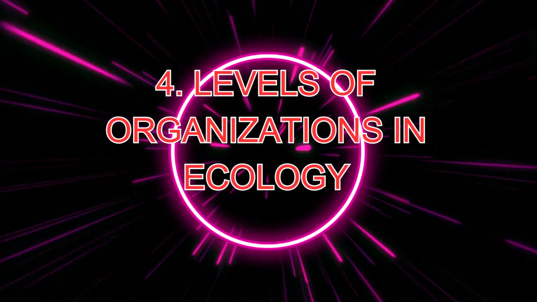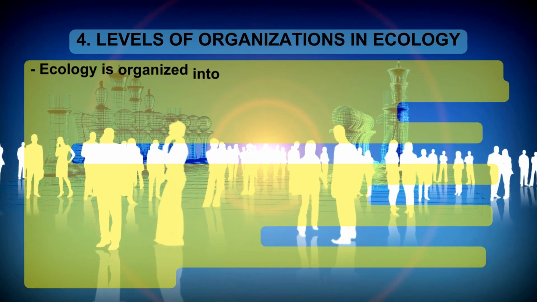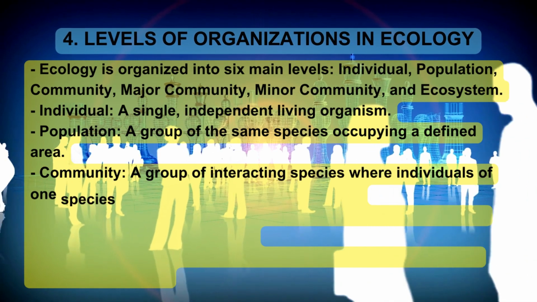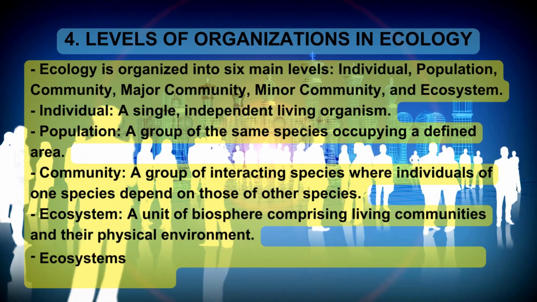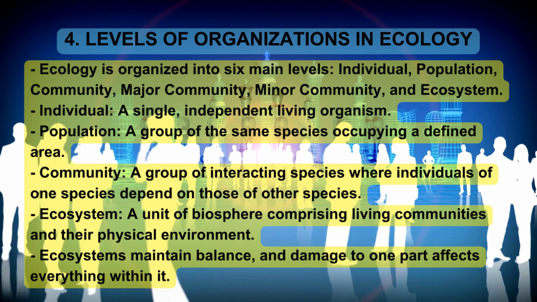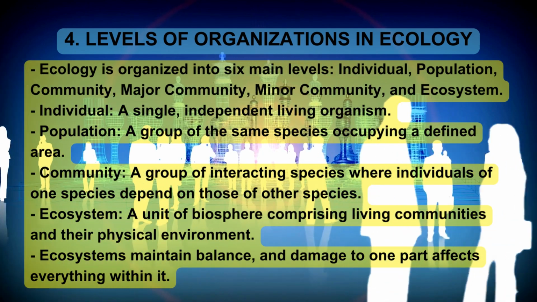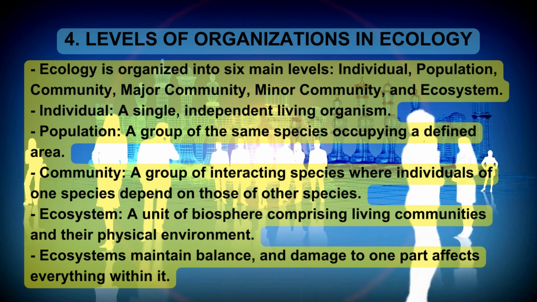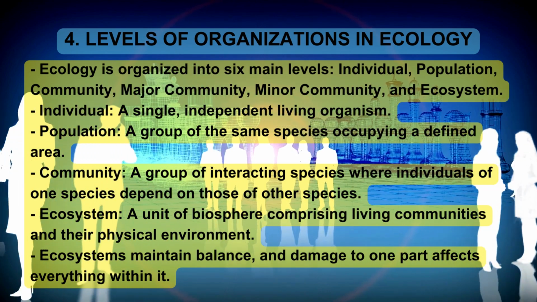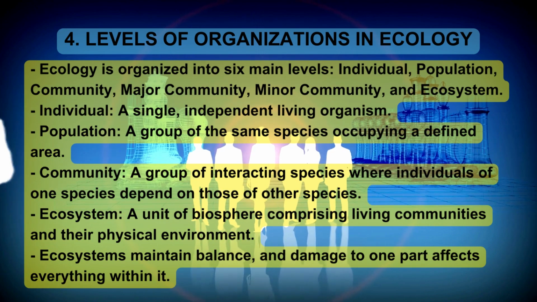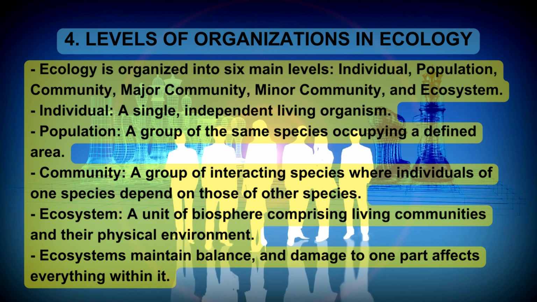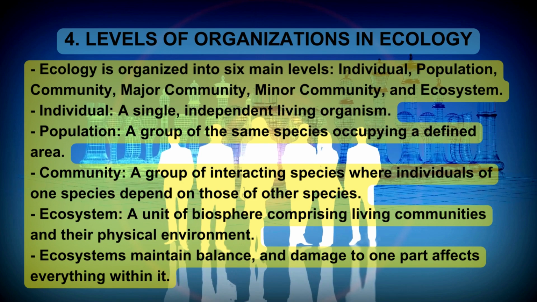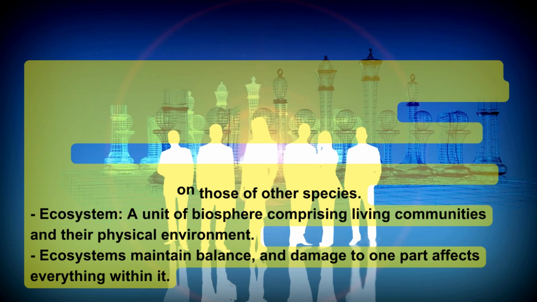4. Levels of organizations in ecology. Ecology is organized into 6 main levels: individual, population, community, major community, minor community, and ecosystem. Individual: a single, independent living organism. Population: a group of the same species occupying a defined area. Community: a group of interacting species where individuals of one species depend on those of other species. Ecosystem: a unit of biosphere comprising living communities and their physical environment. Ecosystems maintain balance, and damage to one part affects everything within it.